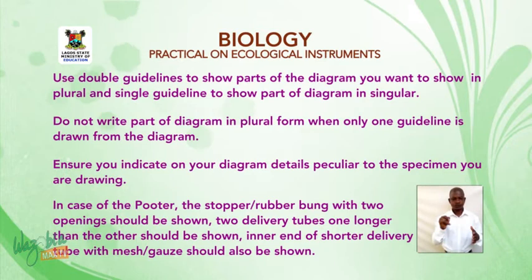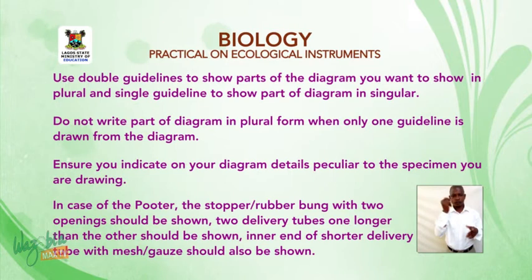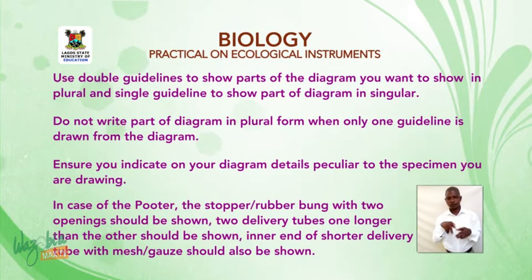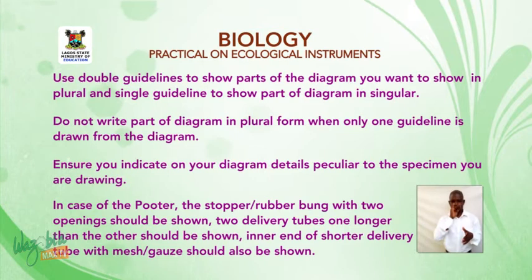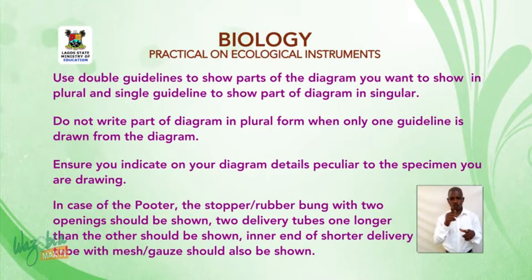Ensure you indicate on your diagram details peculiar to the specimen you are drawing. In case of the putter, the stopper or rubber bung with two openings should be shown. Two delivery tubes, one longer than the other, should be shown. Inner end of shorter delivery tube with mesh or gauze should also be shown.